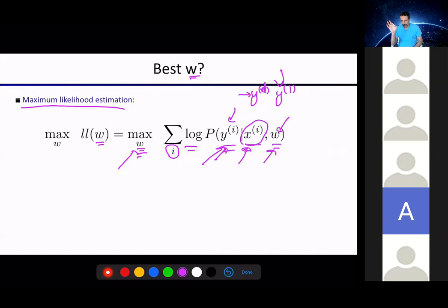Make sure you don't make a mistake with marginal probability. This is conditional probability conditioned on the input and the weights.